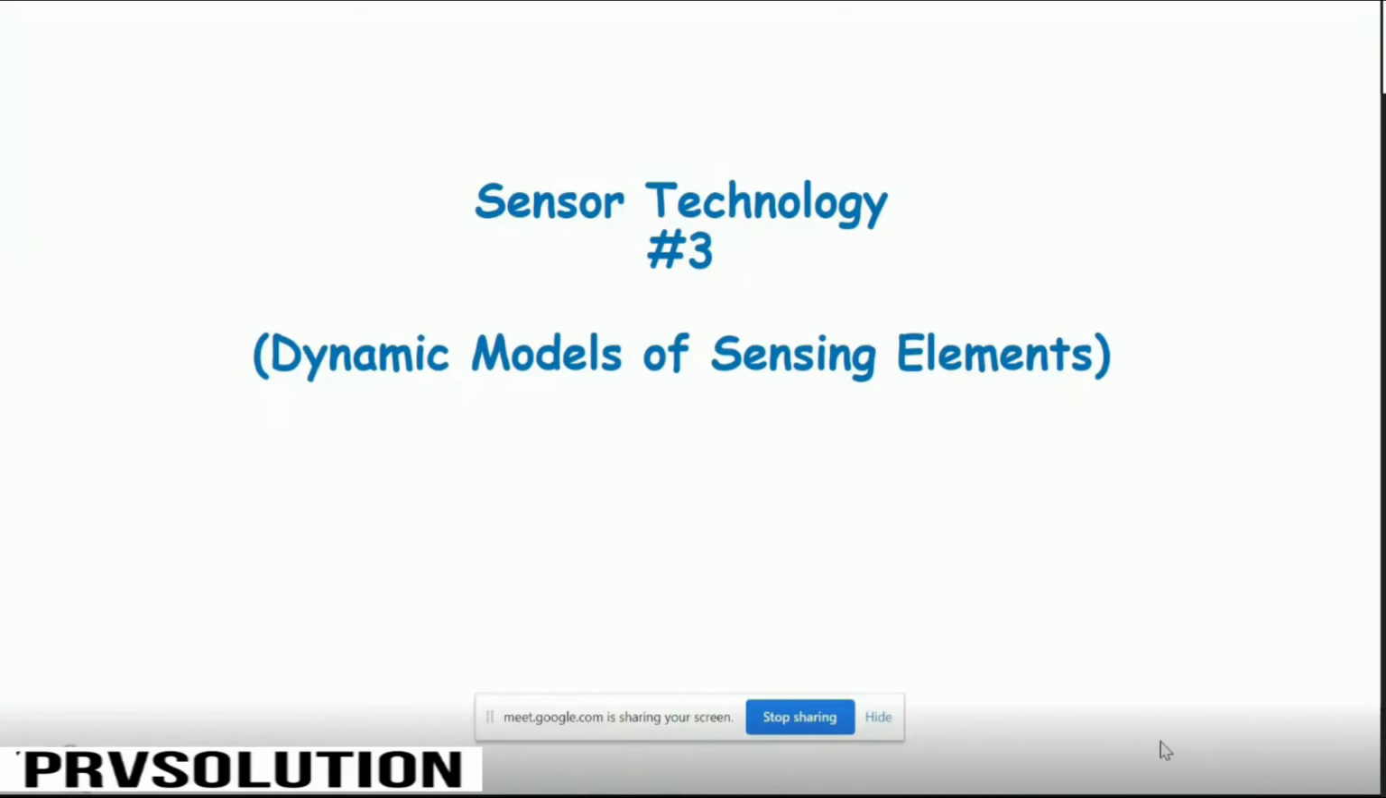Dynamic models of sensing element. Actually, it may be a very interesting topic for those who are doing research in sensor technology. But for us, it's not so interesting, so we will see in brief about this. What do we mean by the dynamic models of sensing element?